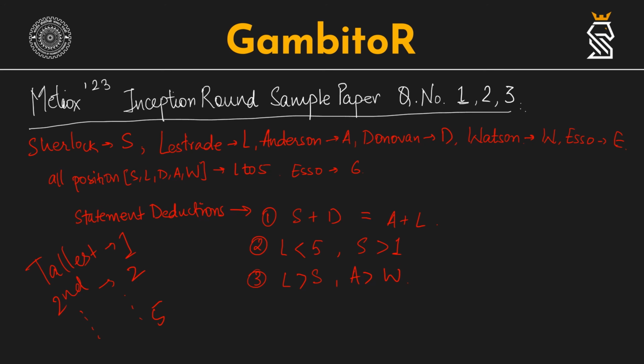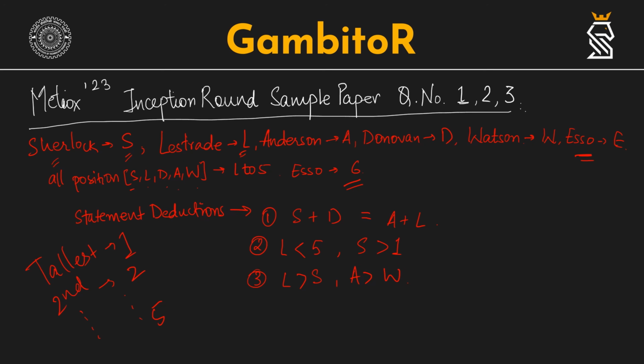And SO is a sixth person which was mentioned in a question, and by default we'll assume position of SO to be 6. And here the first letter of the name of these 5 people is used as their position. So S denotes position of Sherlock, L denotes position of Lestrade, A Anderson, D Donovan, W Watson. And these positions S, L, D, A, W vary from 1 to 5.